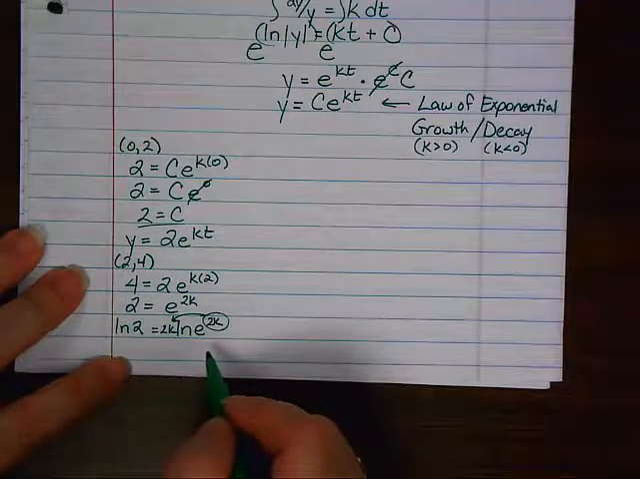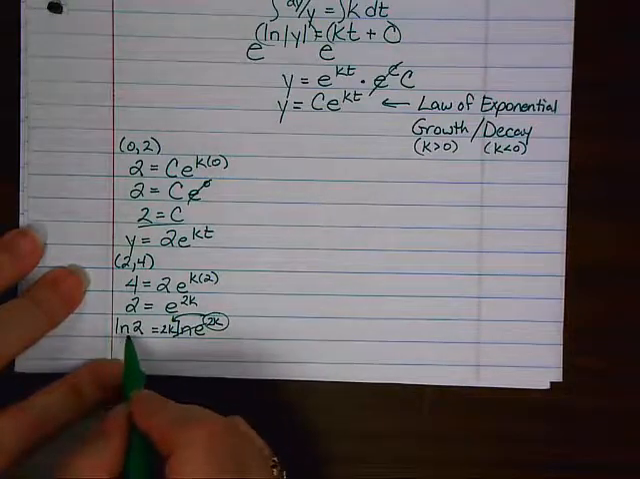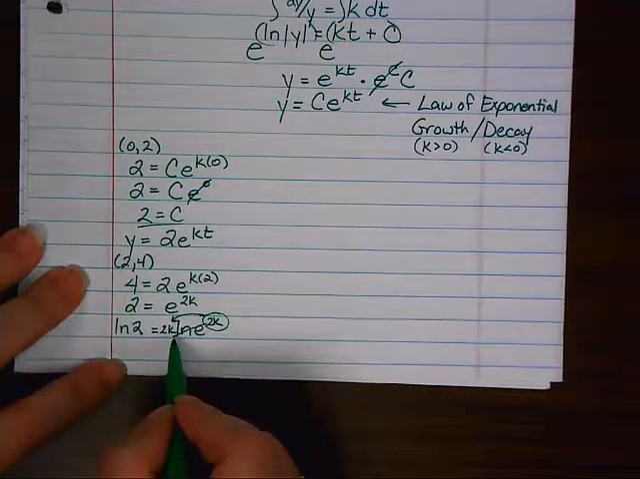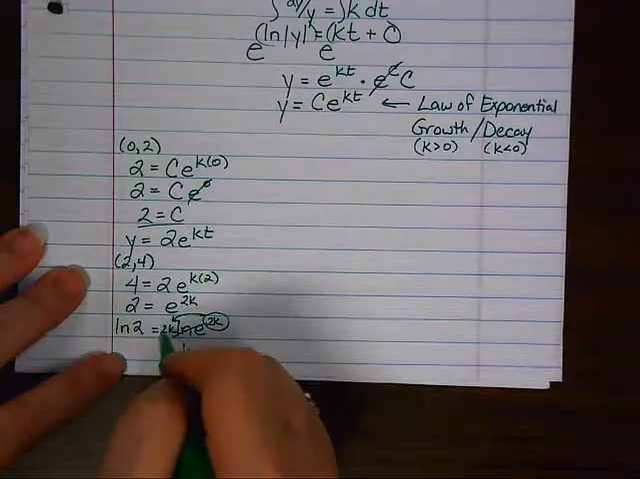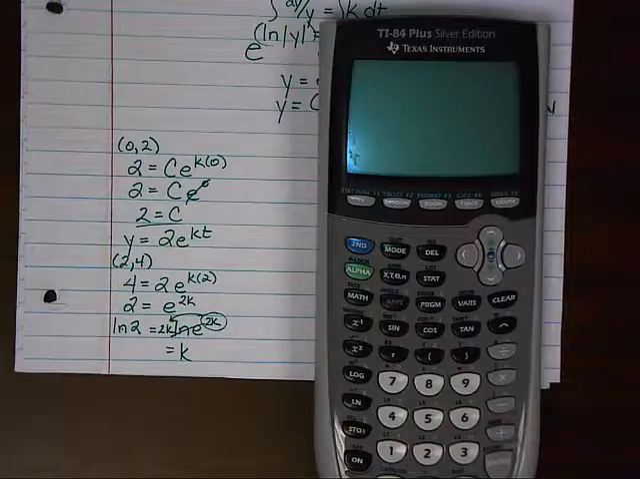And what does the natural log of e equal? 1. That's gone. So now I have ln of 2 equals 2k. So k will be that divided by 2. And take my calculator.